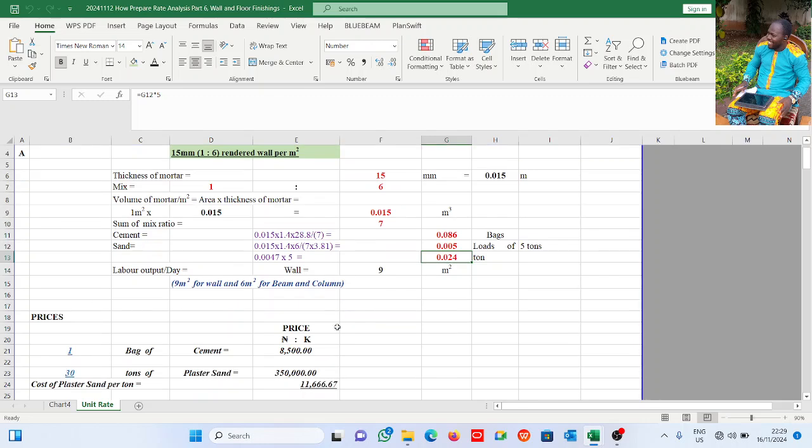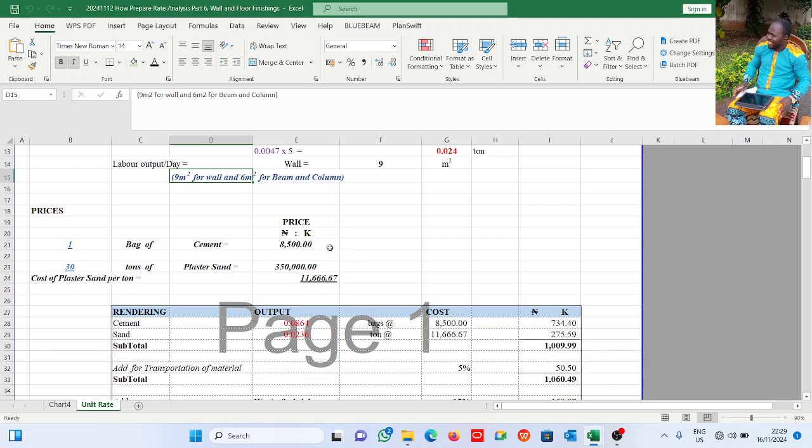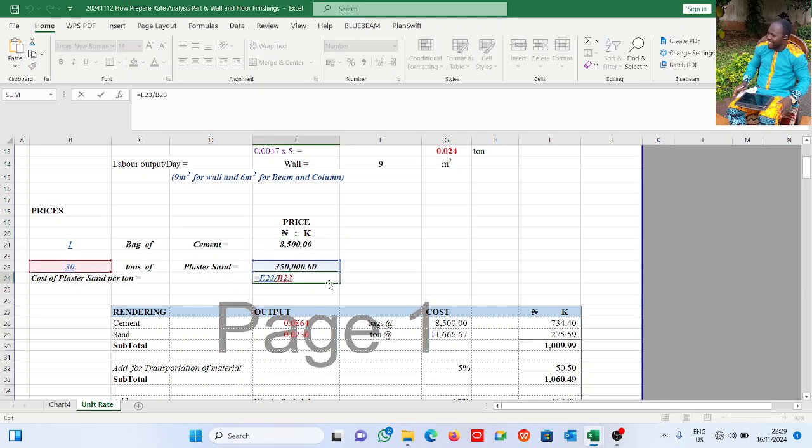Now labor output per day generally is 9 square meter for walls, then 6 square meter for beam and column, because these take more time to execute. We have cement at 8,500. If we go into the analysis proper, cement at 8,500 and plaster sand at 350,000 per 30 tons, so per ton we just divide by 30.